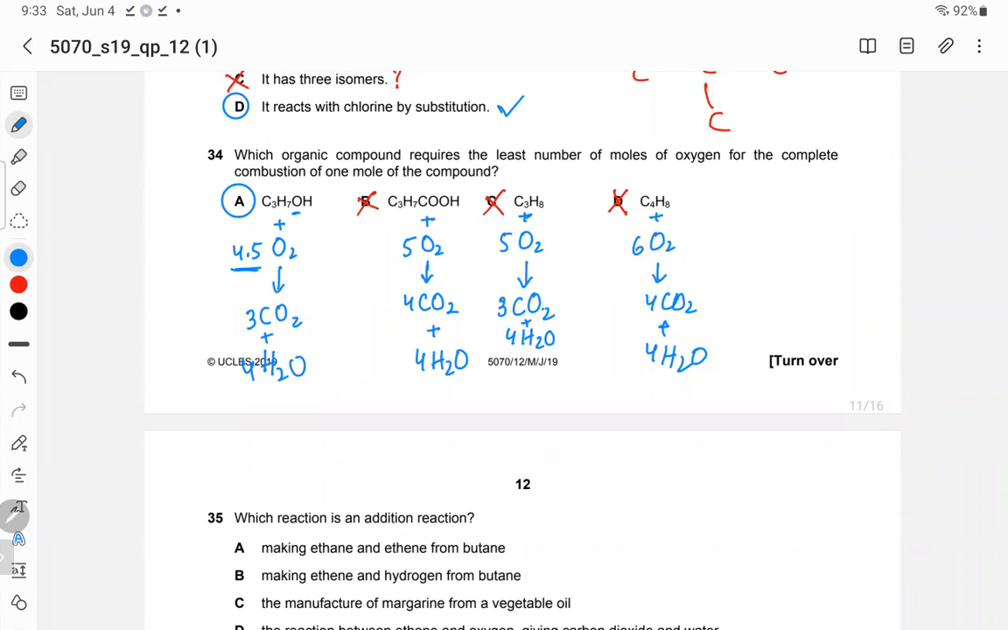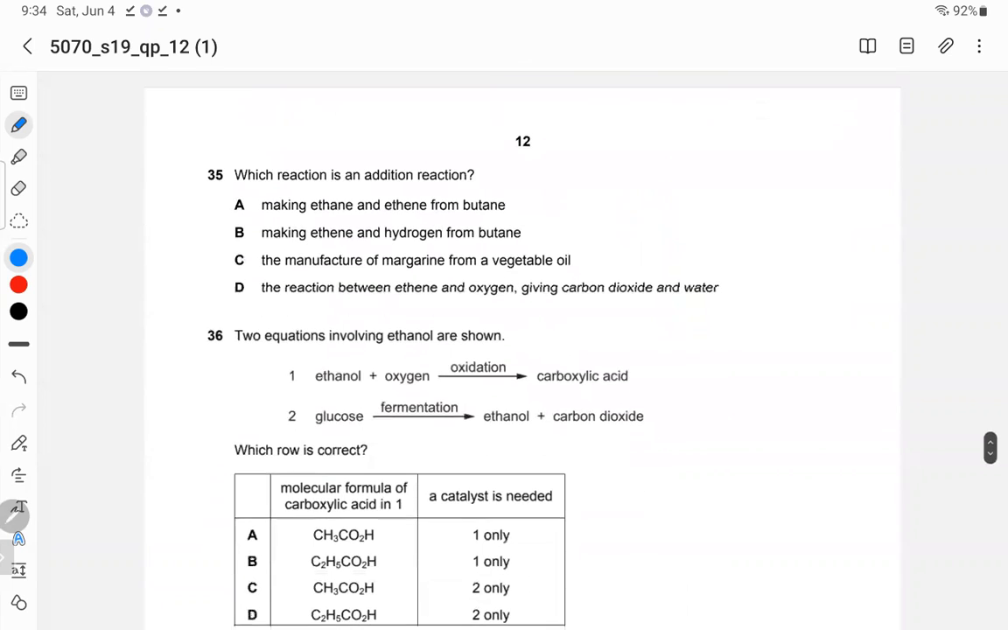अगर कोई कंफ्यूजन है किसी को तो प्लीज पूछ लें। Riza, आपको भी क्लियर है? Yes, sir. Okay, question number 35. Which reaction is an addition reaction? The manufacture of margarine from vegetable oil. Yes, very good. Because vegetable oil is unsaturated, having multiple carbon-carbon double bonds. And when it becomes margarine, it gets saturated and it has no double bond. So it's an addition reaction.